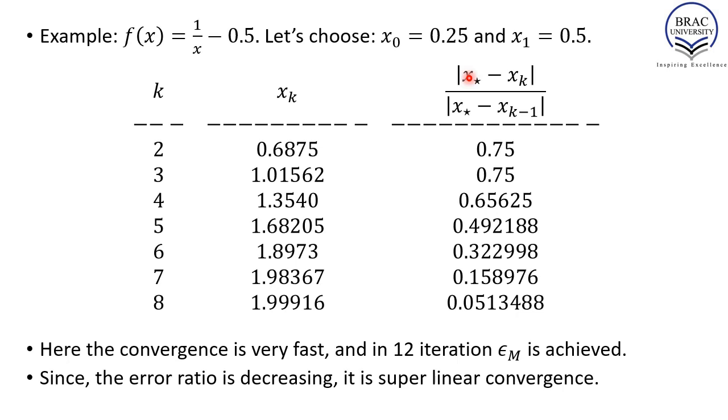What we mean is, look at that lambda, actually the ratio. You can see here it is decreasing: 0.75, 0.75, 0.65, 0.49, 0.32 and so on. It is decreasing, so it is going to 0. So in the limiting sense, as k goes to infinity, that ratio goes to 0. That is the property of superlinear convergence. So actually this secant method is a superlinear convergence method.